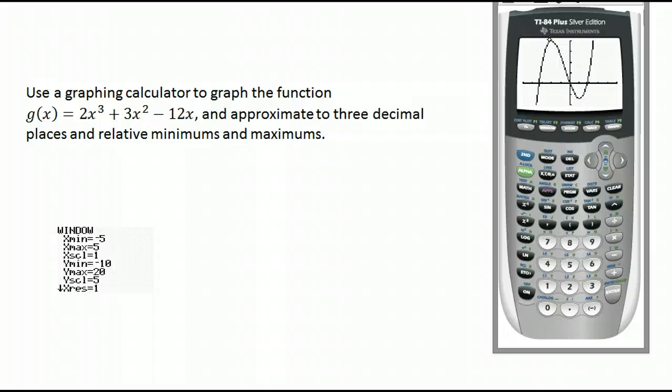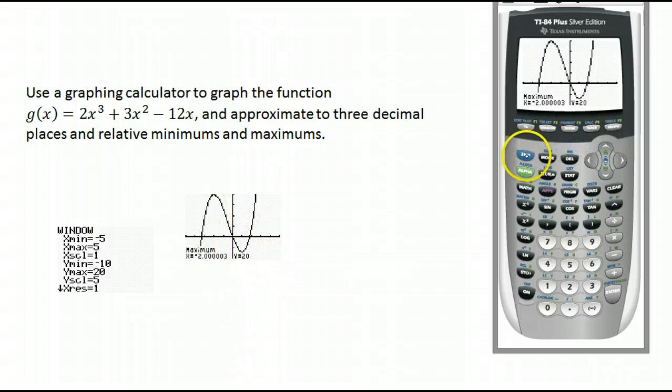So I'm going to go to Second, Calc, which is up above the Trace button, and choose number 4, which is maximum. For my left bound, I'm going to put negative 3.5, hit enter. For my right bound, I'm going to put negative 1, hit enter. For the guess, I'll just hit enter again. And there's the maximum. It looks like it is at x equals negative 2, y equals 20. So my relative maximum is 20.